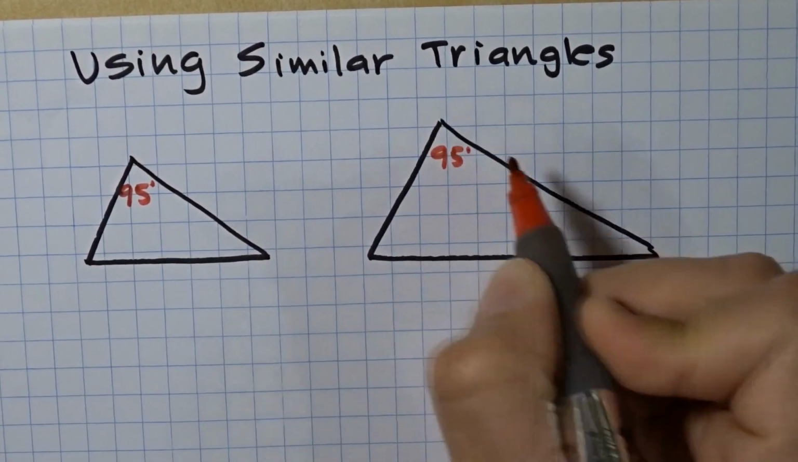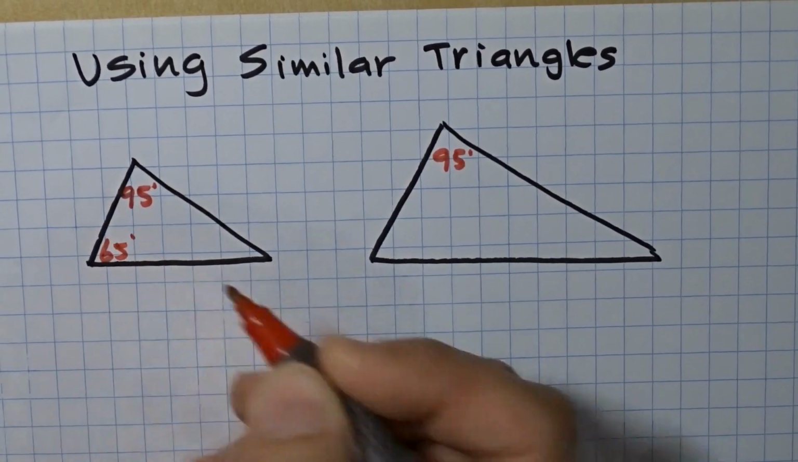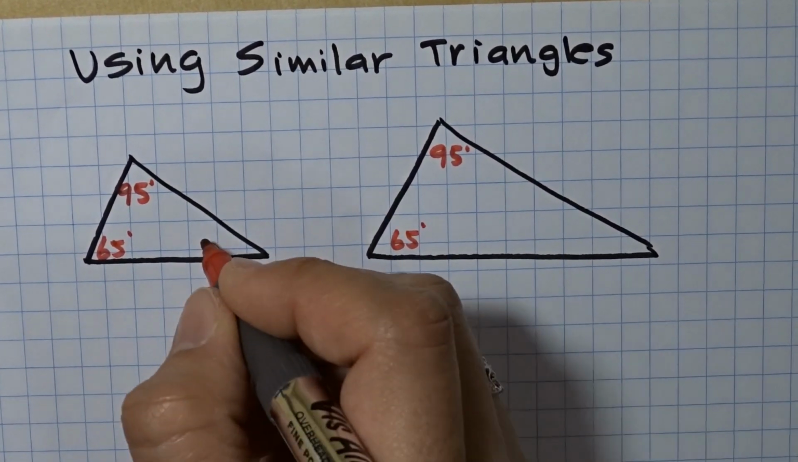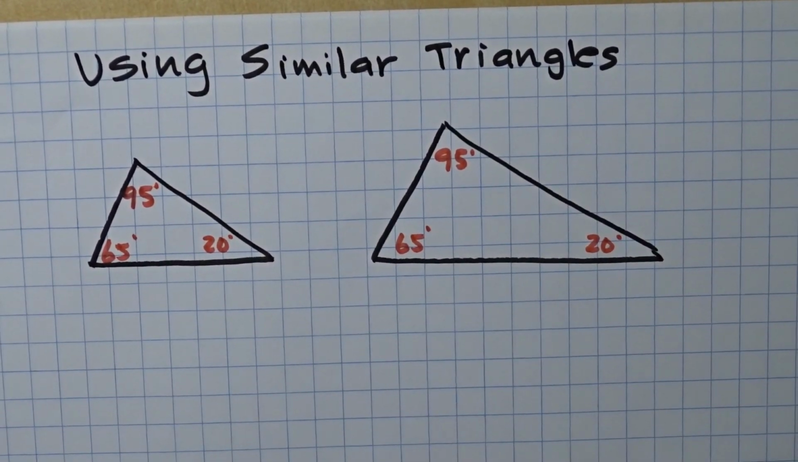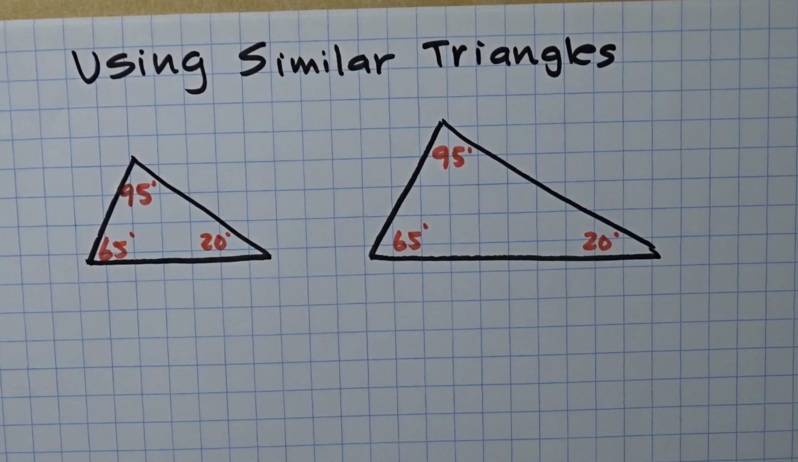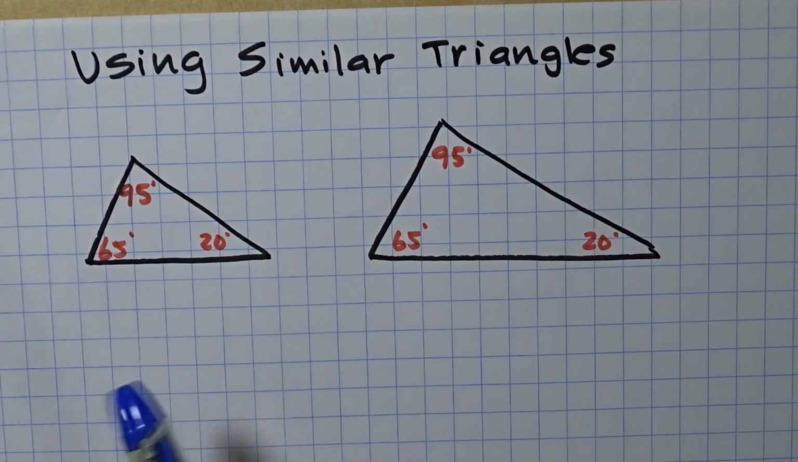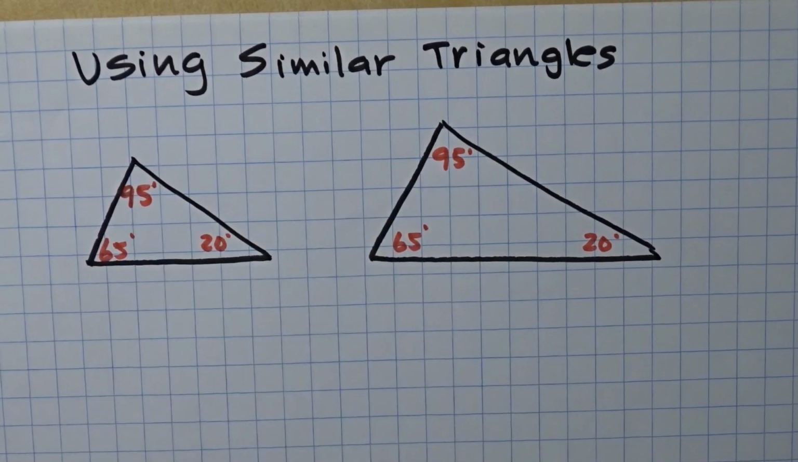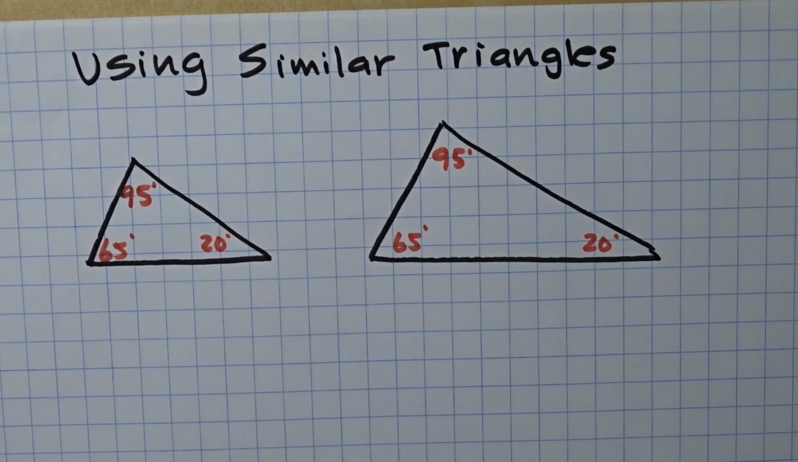This one will still be 95 degrees if they're still similar. If this one's 65 degrees and they're similar, this one will also be 65. If we have a 20-degree angle here, this one will also keep the measurement of 20. So these are corresponding angles. Corresponding, remember, means matching. So if you have, in this case, 3 pairs of corresponding angles, 95 and 95 are corresponding and they're congruent. 65 and 65 are corresponding and they are congruent. 20 and 20 corresponding and congruent.